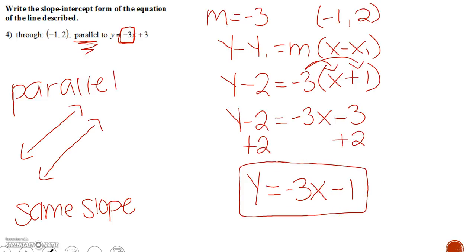So that is the slope-intercept form of the equation of a line that is parallel to y equals -3x plus 3. And as you can see, in our new equation, we still have that same slope of -3, which is a quick way to check to make sure that your lines are actually parallel, because they have the same slope.